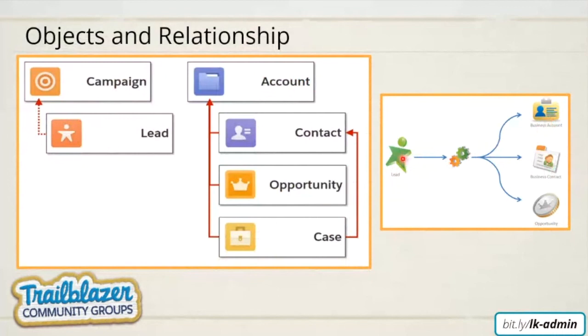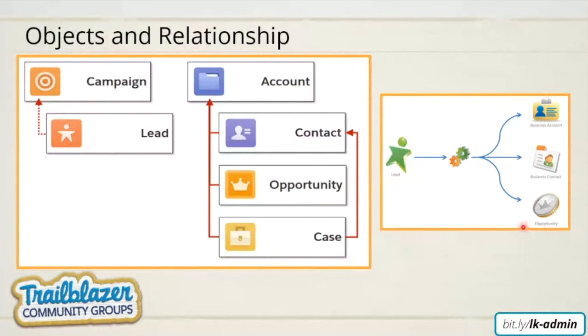So whatever information is there in the lead, the lead company will become the account name, and the lead name will become the contact name. And optionally, if you want, you can create an opportunity. So this is the optional object to be created when you convert one lead. So that's the lead conversion you should also understand.